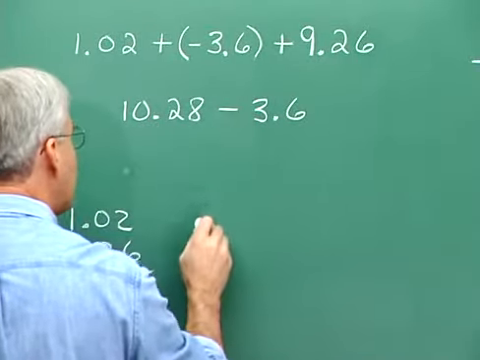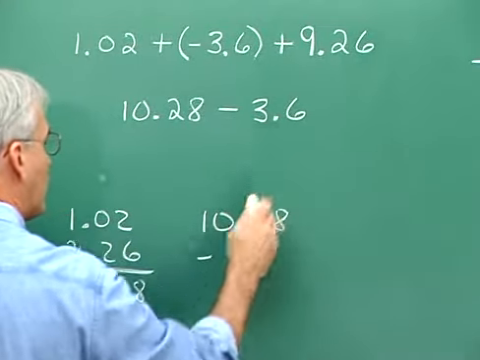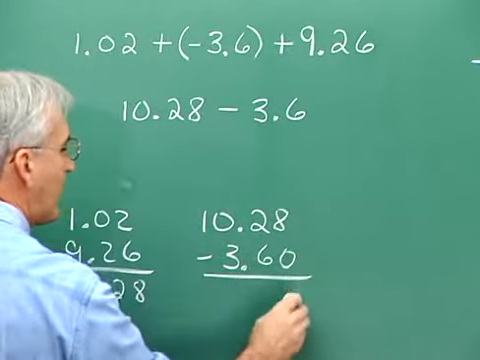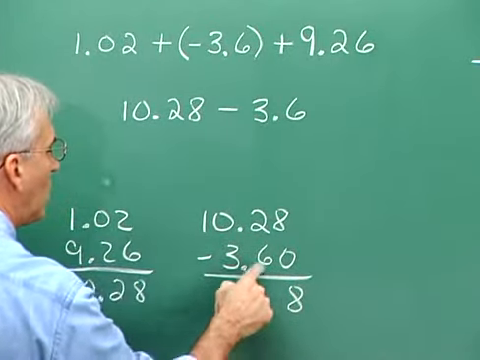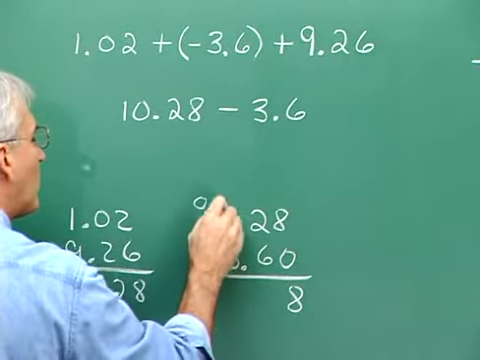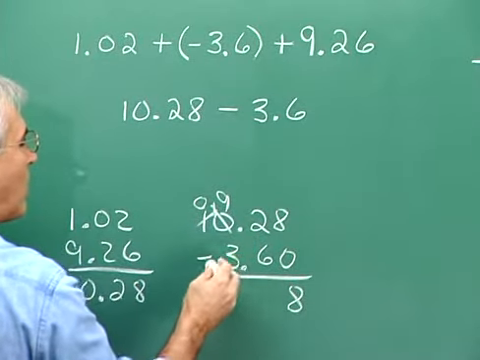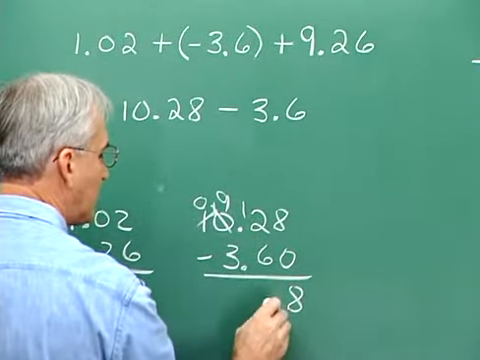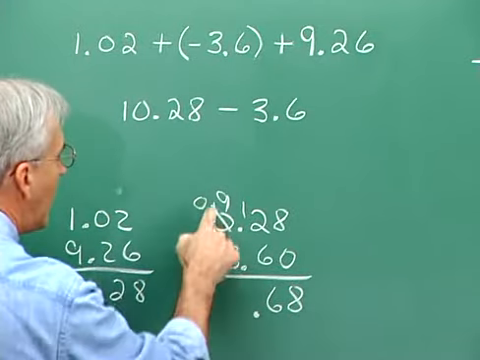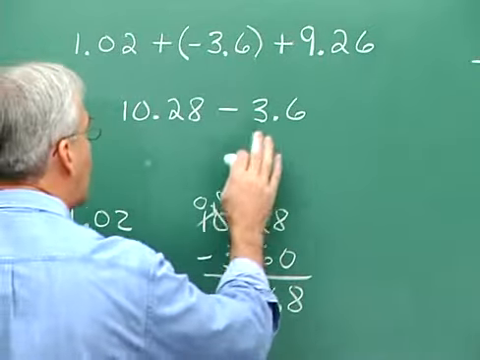I take these digits, and I subtract those digits. 8 minus 0, 8. 2 minus 6 won't go. Borrow from the 10, can't do. Borrow from the 1, it becomes a 0. The one that I borrow makes that 10. I borrow from the 10, it becomes a 9. The one that I borrow from the 10 makes this 12. 12 minus 6 is 6. Decimal comes straight down. Then 9 minus 3 is 6. So 6.68 then is our answer.